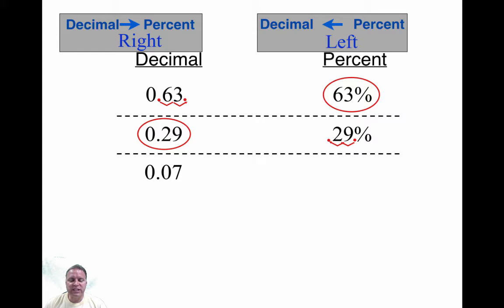So here I have 7 hundredths. I've got a decimal, so changing it to a percent, I'm moving it to the right. Always 2 spots, 1, 2. And that gives me 7%.